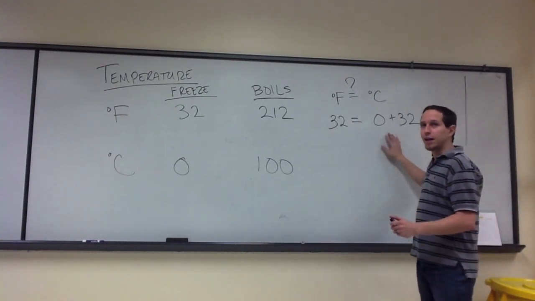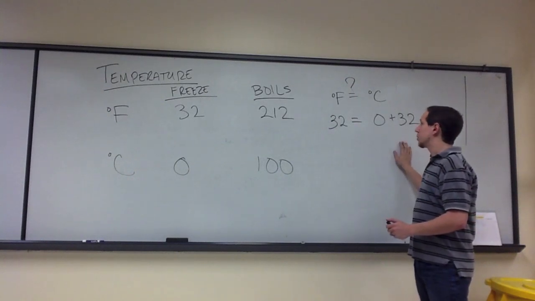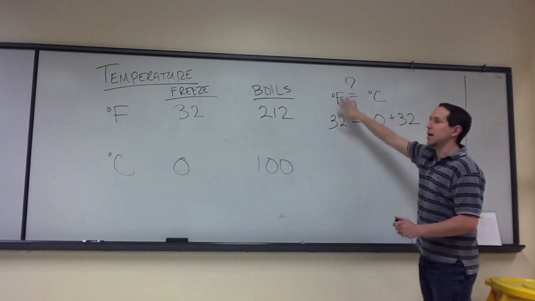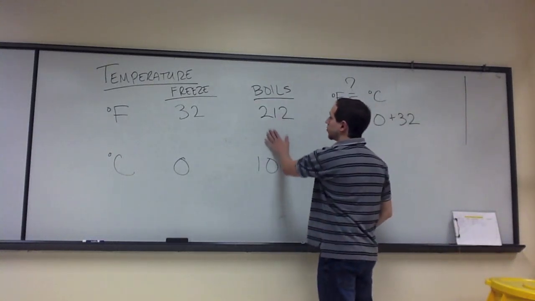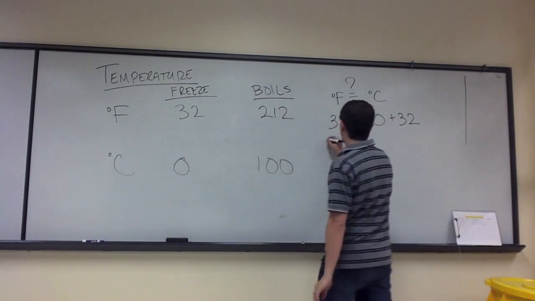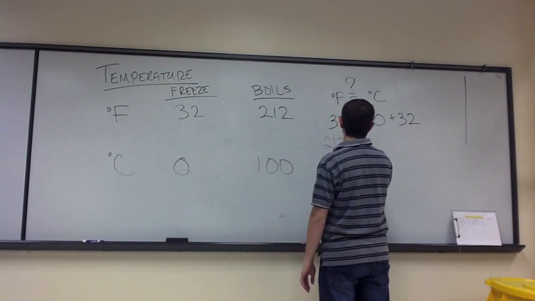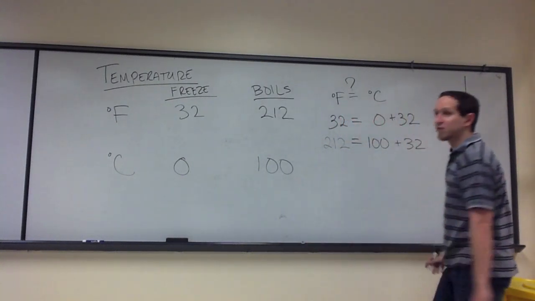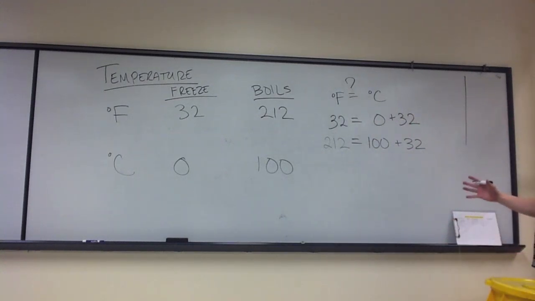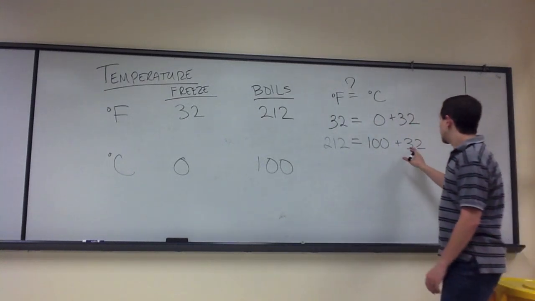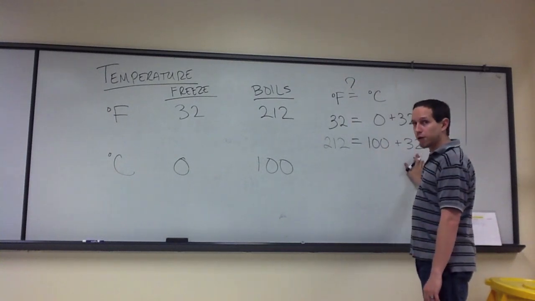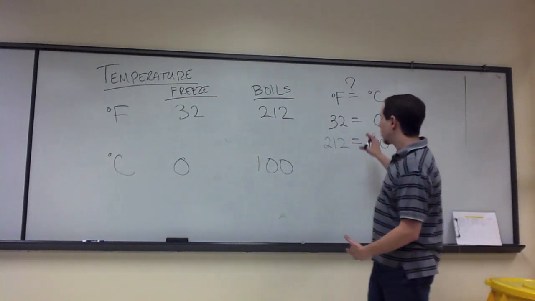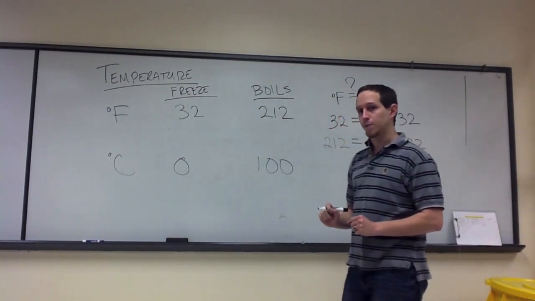Now the question is, is this true in all instances? In other words, if I put in any value for Celsius, when I add it to 32, will it give me the same degrees Fahrenheit? So that's where we're going to use our boiling temperature. So if I have 212, and I have 100 plus 32, do both sides equal? And the answer is no. 100 plus 32 gives me 132, which is not equal to 212. So this tells me that currently my equation is not finished.